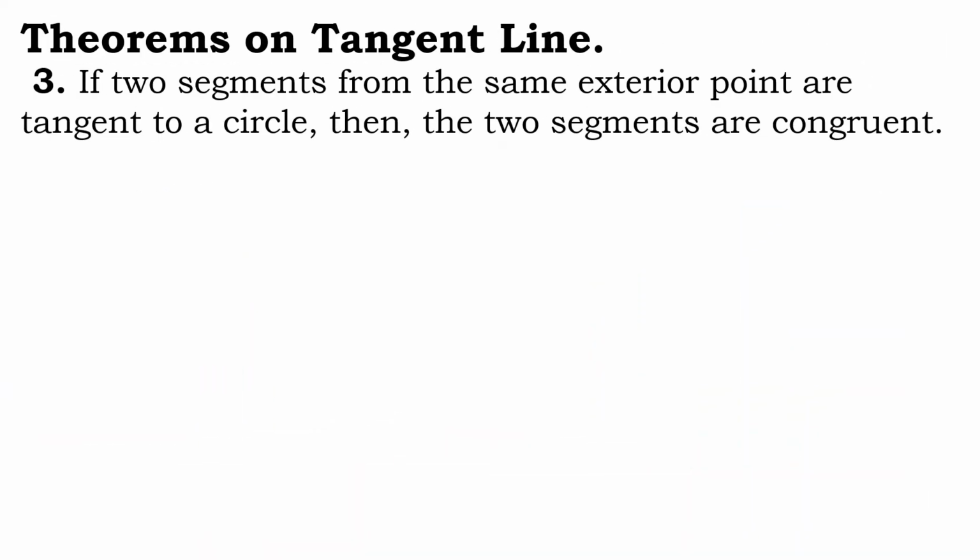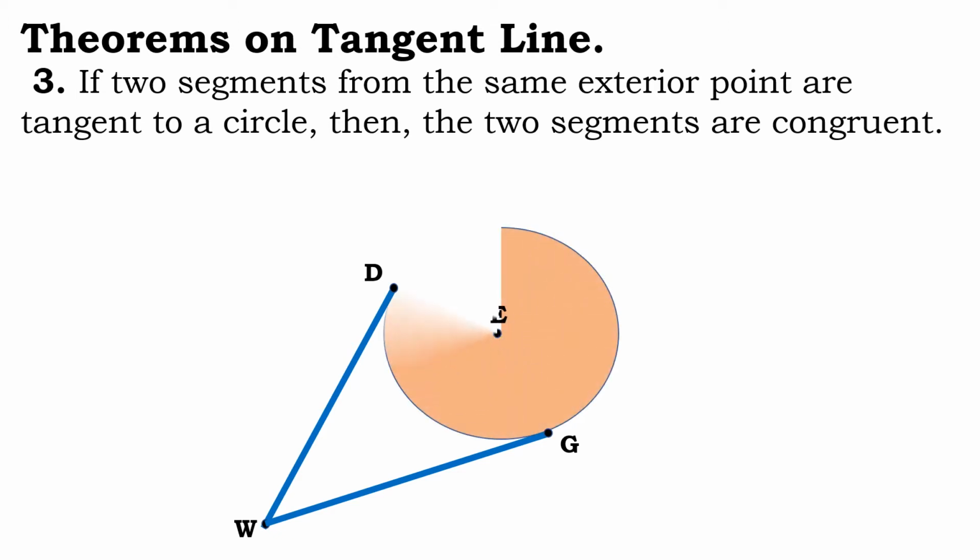Theorem number 3. If two segments from the same exterior point are tangent to a circle, then the two segments are congruent. For example, given line segment DW and line segment GW. If line segment DW and line segment GW are tangent to circle E at point D and point G, then we can say that line segment DW is congruent to line segment GW.